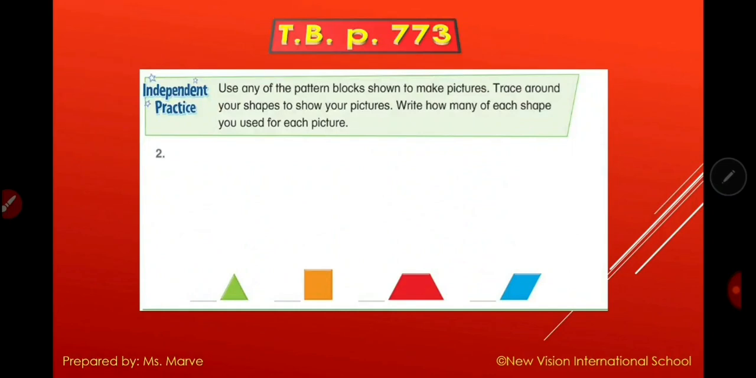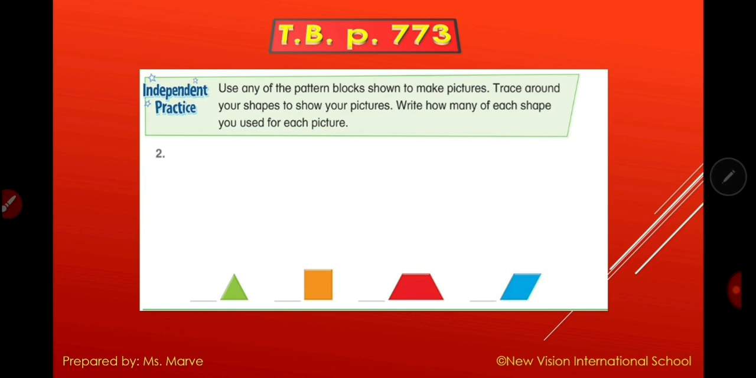Next, 773. We have here the independent practice. Use any of the pattern blocks shown to make pictures. Trace around your shapes to show your pictures. Write how many of each shape you use for each picture.